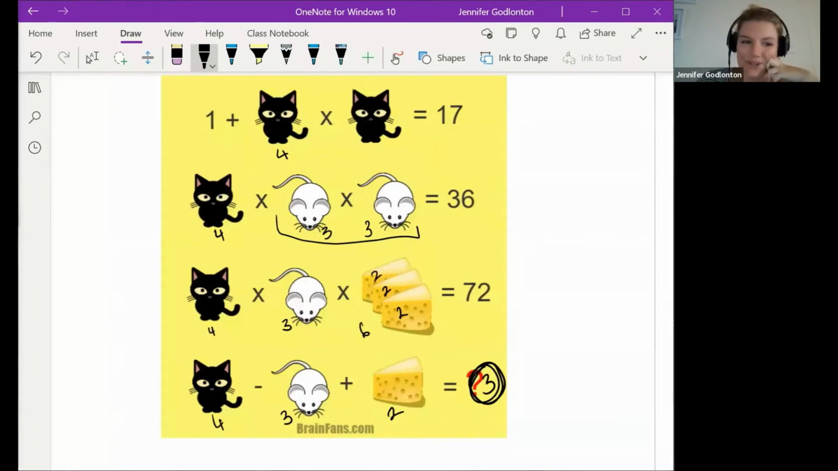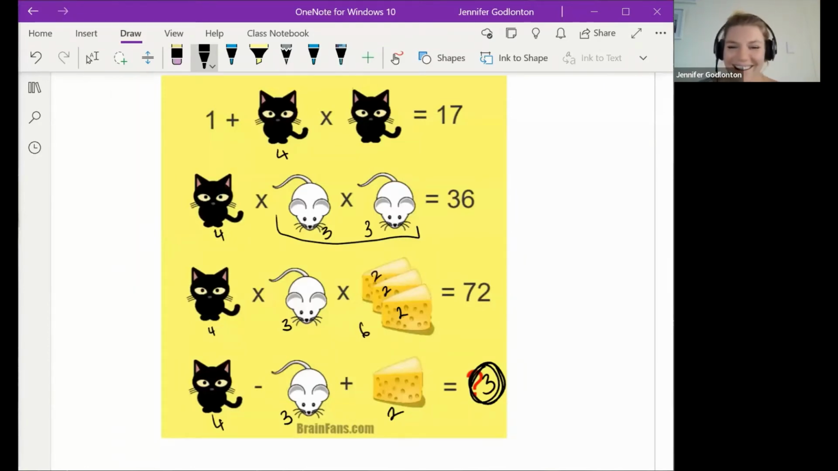Did anyone get close? Those of you who didn't get the answer of 3, were you able to at least get the cat and the mouse? Was it the cheese that threw you off? What happened along the way? Didn't see the minus. Okay. Yolanda, tell me. Was it the cheese? Did the cheese get you? Yes, ma'am.